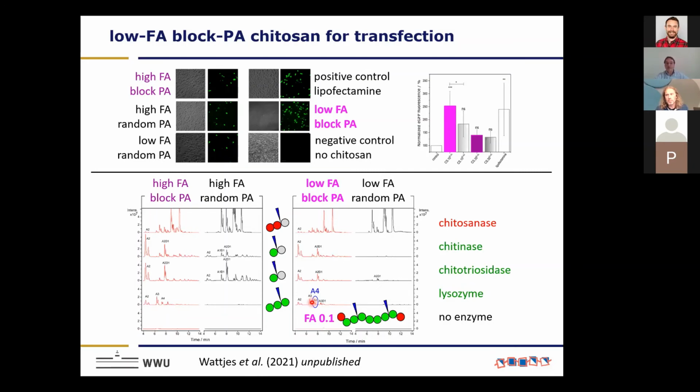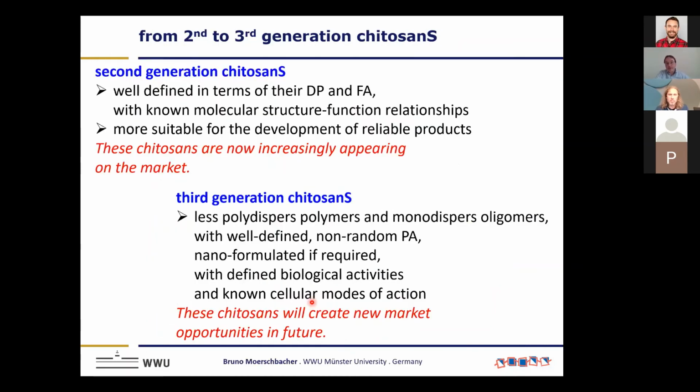So in the end, we can again say patterns matter, and I think that with this control of the pattern of acetylation, we can move from second generation chitosans towards third generation chitosans, which would be even more defined, with non-random, defined patterns of acetylation. We should know not only their structure-function relationships, but also their mode of action. And I'm convinced that such chitosans, which of course are now only available on lab scale, will create new opportunities for the development of chitosan-based applications in the future.